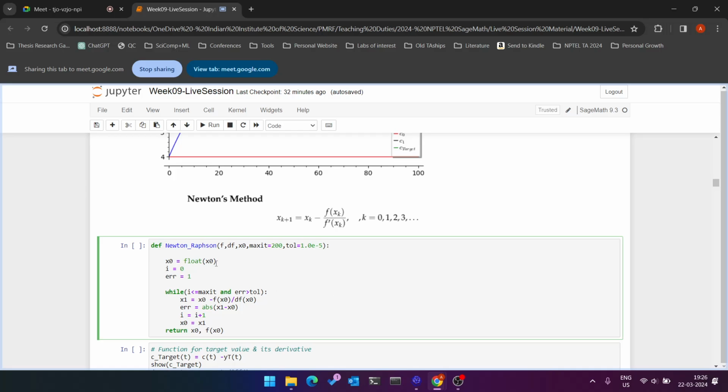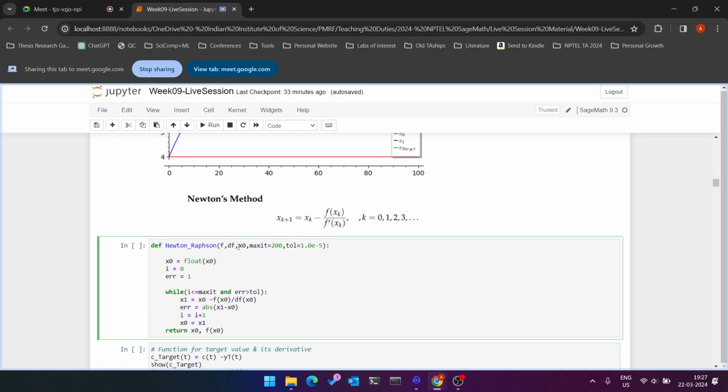Writing this in function form, we define the Newton's method or Newton-Raphson method as having three compulsory arguments: function, its derivative, initial guess, and two optional arguments: maximum iterations and tolerance. Again, i equal to 0 is basically my counter, and error refers to my error term. So I run a while loop while my iterations are less than the maximum number of iterations and my error is greater than the specified tolerance.